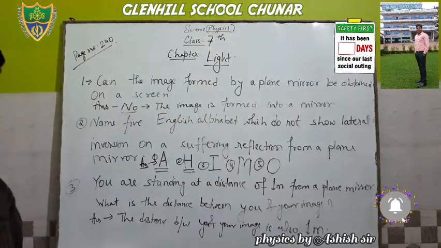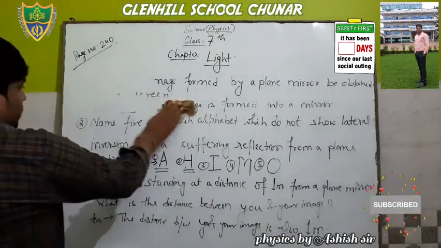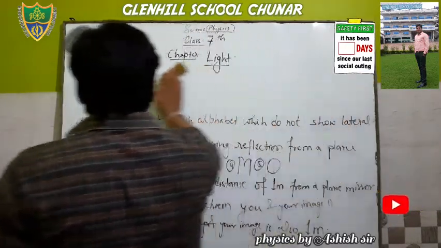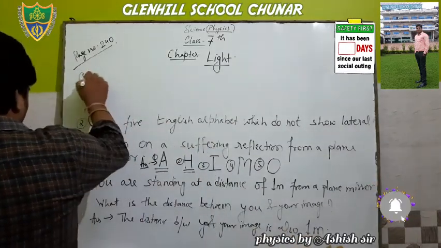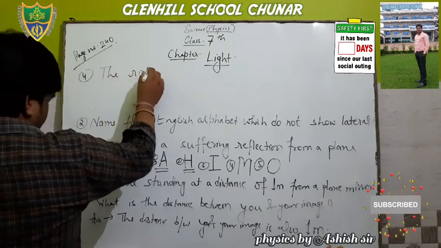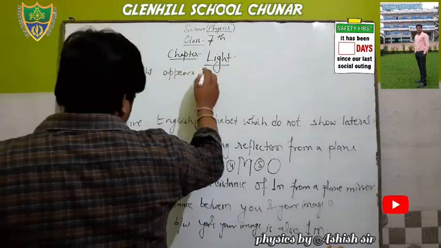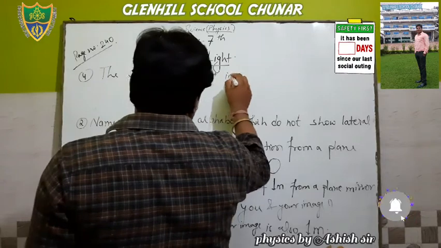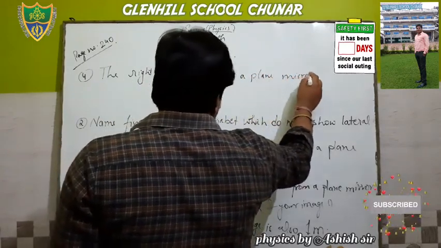So the next question is question number 4. Let's discuss question number 4. First you write question number 4. Question 4 is, the right appears left in a plane mirror.